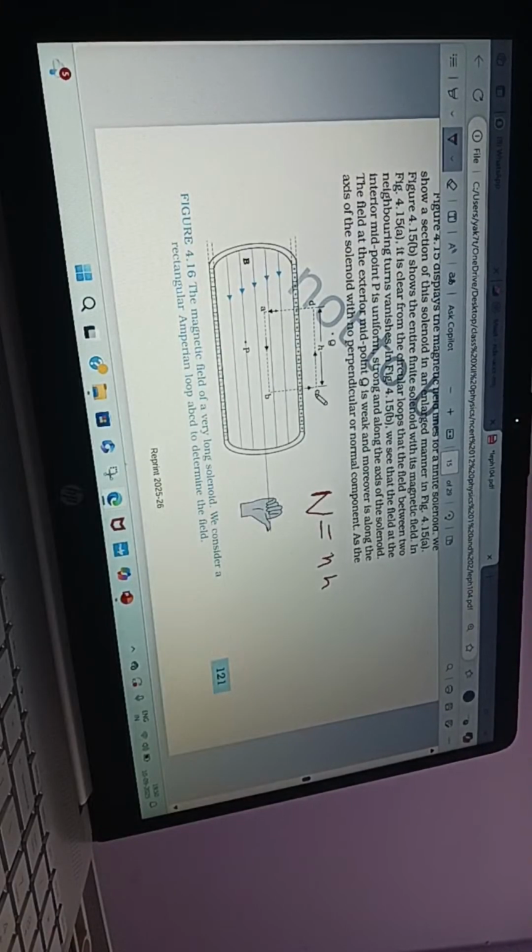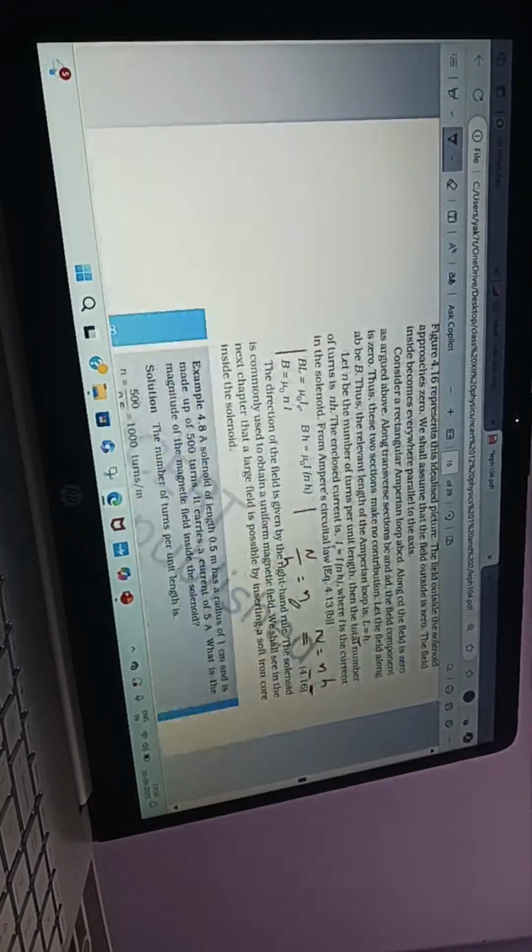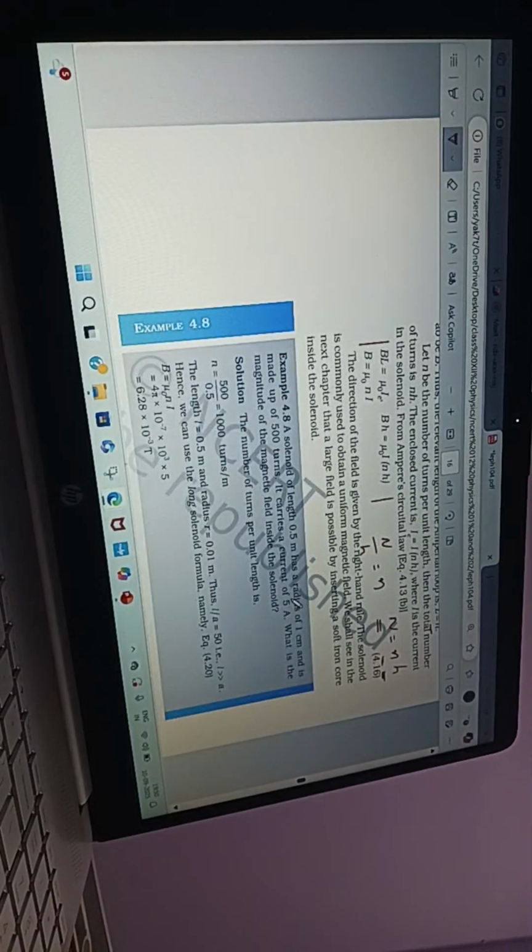So the magnetic field outside is 0, on these lines it is 0. It exists only at the center. The number of turns threading the current on the magnetic field is n into H. H and L are the same, so they will cancel. So you will get mu naught I n.